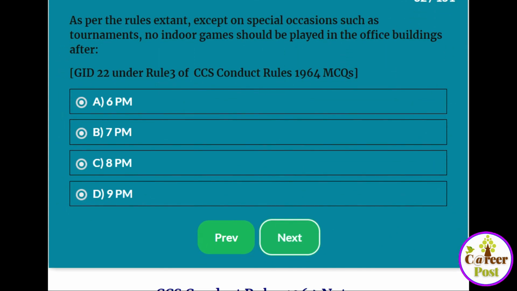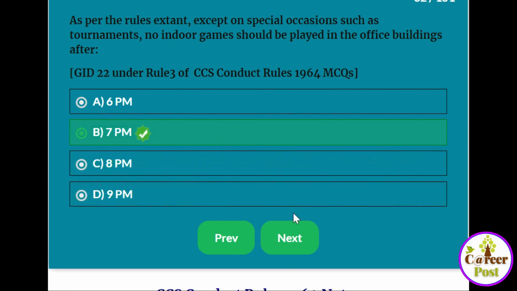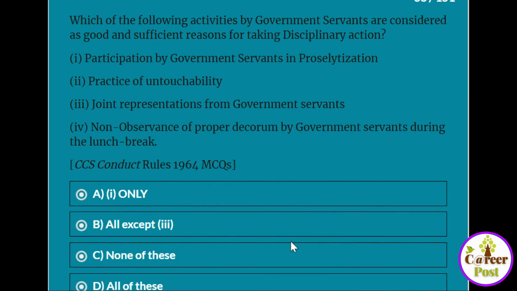As per the rules, except on special occasions such as tournaments, no indoor games should be played in the office buildings after 6 p.m., 7 p.m., 8 p.m., or 9 p.m. It is 7 p.m.